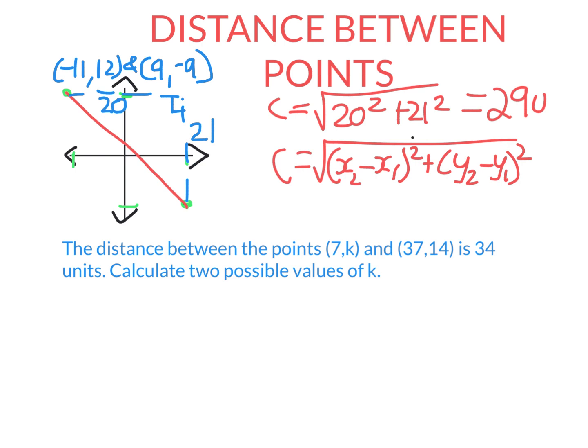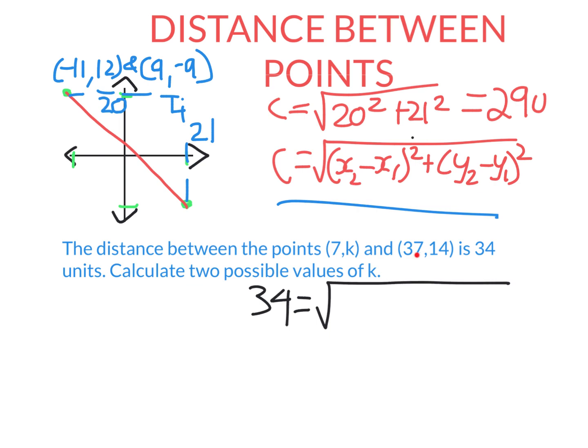All right, let's try a harder question. Distance between these 2 points is 34 units. We're going to calculate possible values of k. So I'm going to use this formula here. So I've got c, which I'm told is 34, is equal to the square root of, now, x2 minus x1, x coordinate of the second point minus x coordinate of the first point. Here, we've gone along 30, along the x-axis. Change in x is 30 squared. So that's our a squared.